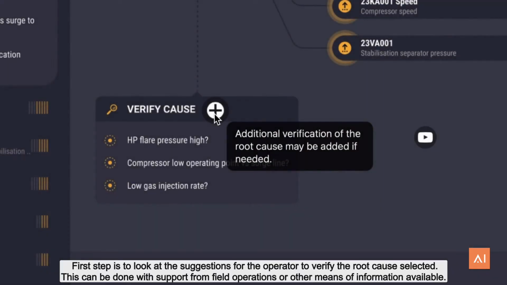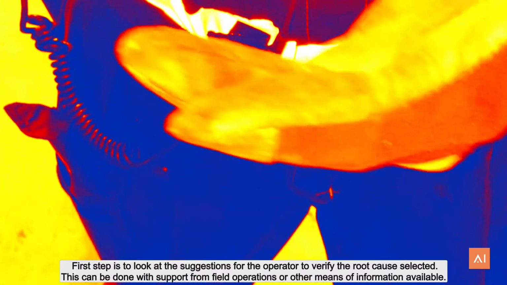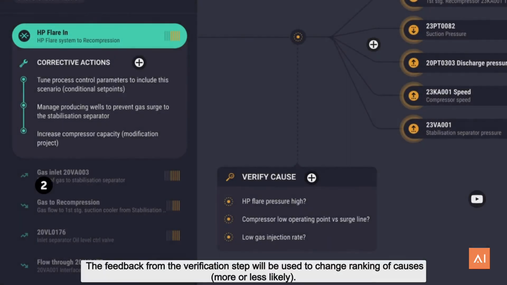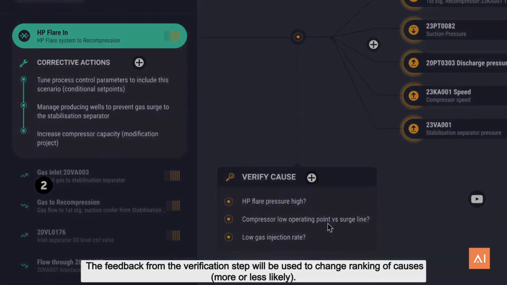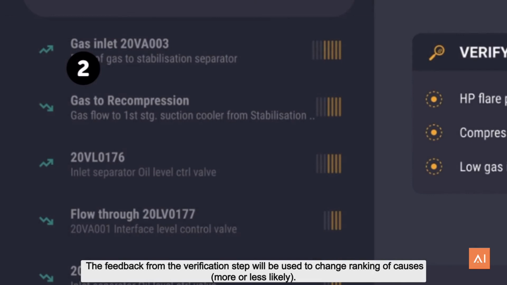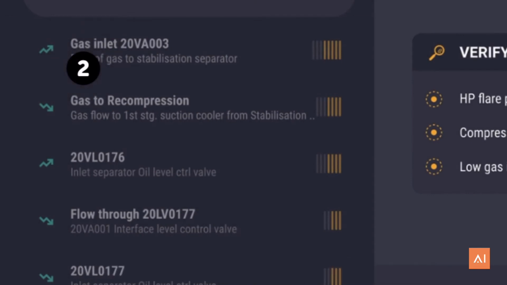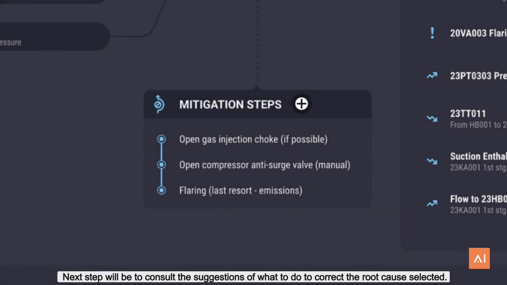First step is to look at the suggestions for the operator to verify the root cause selected. This can be done with support from the field operations or other means of information available. The feedback from the verification step will be used to change ranking of causes, more or less likely. Next step will be to consult the suggestions of what to do to correct the root cause selected.